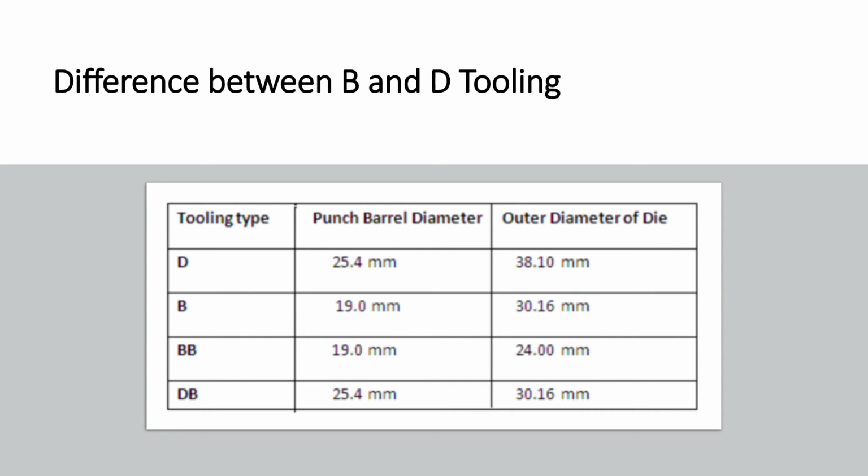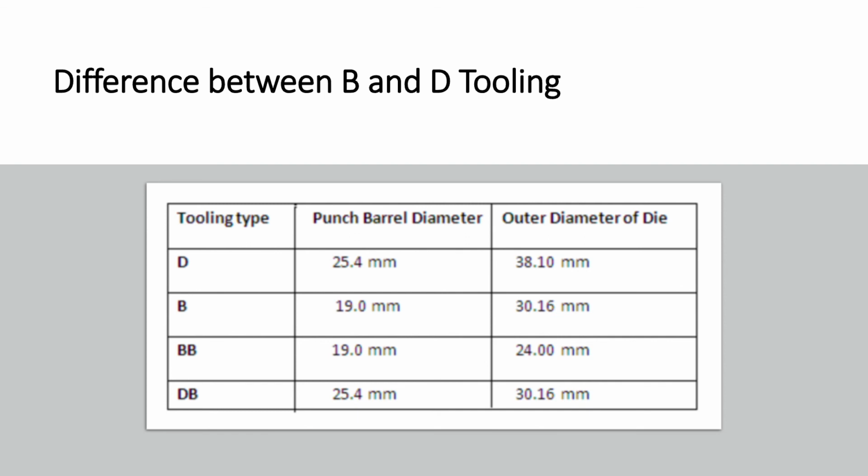The reason being, the punch barrel diameter is 19 mm and the outer diameter of the die is 24 mm. After that comes the B tooling. So BB is smallest, then comes the B, since B has a punch barrel diameter of 19 mm followed by the outer diameter of 30.16 mm. Then it will be followed by DB. DB would have a 25.4 millimeter barrel diameter and the outer diameter of the die is 30.16 millimeter.